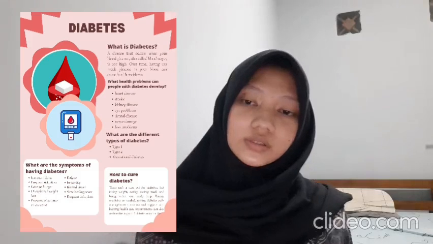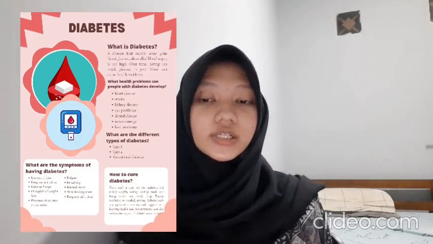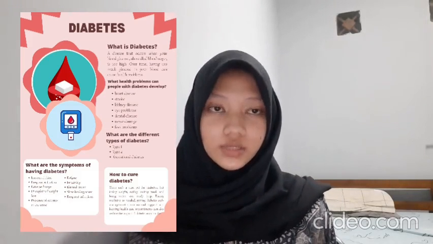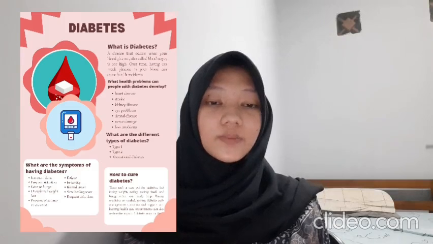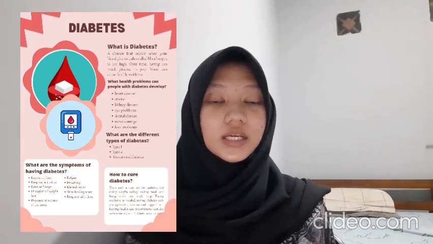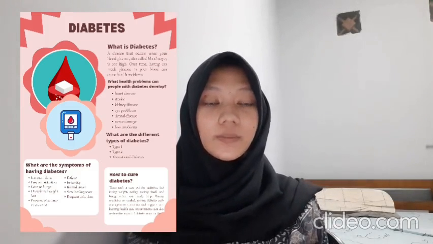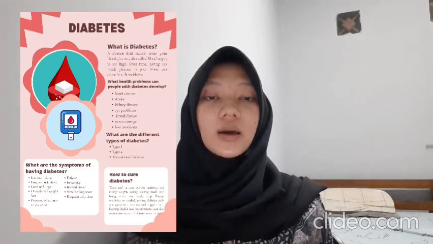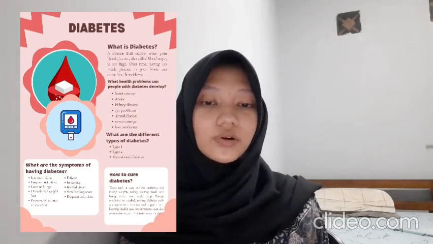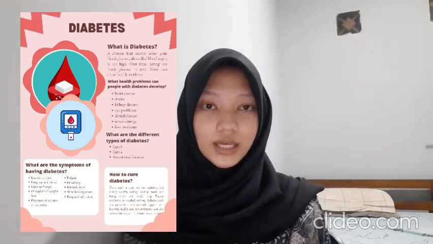What causes type 1 diabetes? Doctors don't know exactly what causes type 1 diabetes. For some reason, the immune system mistakenly attacks and destroys insulin-producing beta cells in the pancreas. Genes may play a role in some people. It's also possible that a virus sets off the immune system attack.